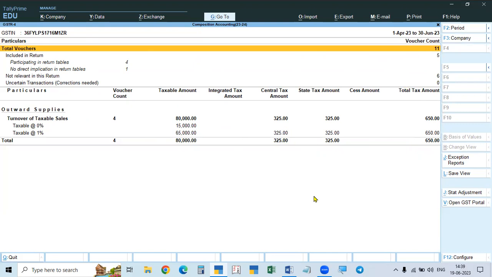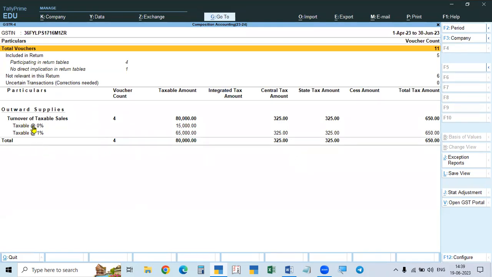And all purchases we have to enter manually, but we have to divide them: purchases from registered dealers, purchases from unregistered dealers, and purchases under reverse charge. All these will be entered manually. But the CMP 08 sales will be auto populated.